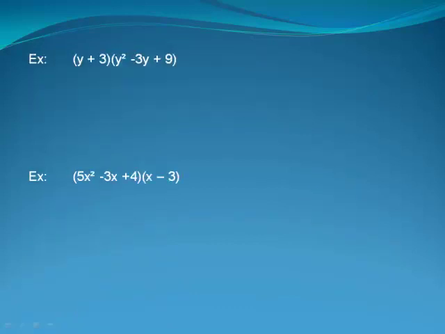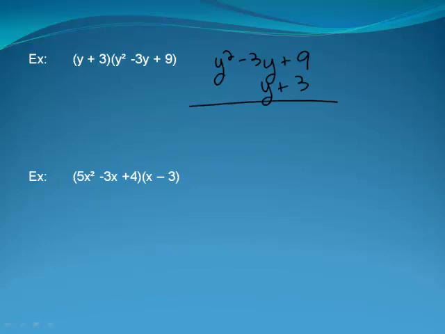All right, so using the column method, let's multiply these two examples. y plus 3 times the group y squared minus 3y plus 9. I'm going to choose to put the larger polynomial on the top. That's just a personal preference. It really doesn't matter. Okay? I'm going to put the y plus 3 underneath it.